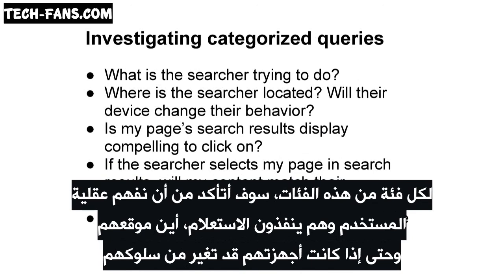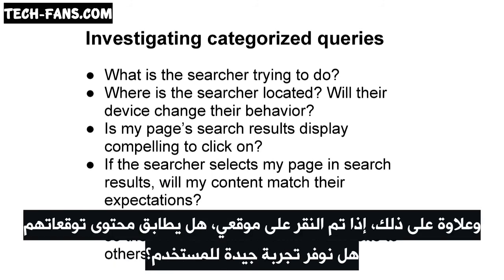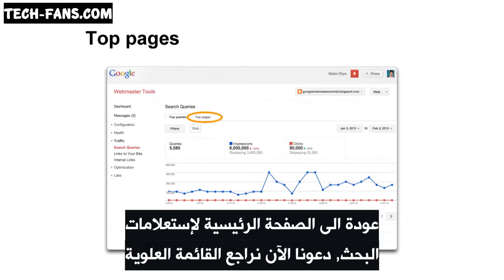For each of these categories, I'll make sure to understand the user's mindset as they perform the query, where they're located, and even whether their device might change their behavior. Then, whether my page's search result display is compelling. Furthermore, if they click on my site, does the content match their expectations, and are we providing a great user experience? Back at the main Search Queries page, let's now check out the Top Pages tab.